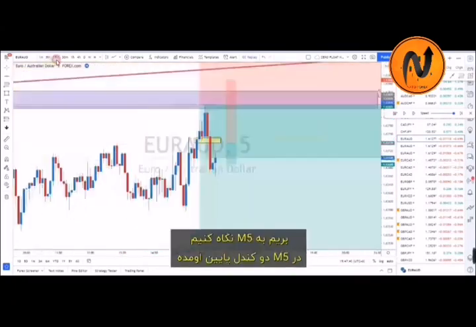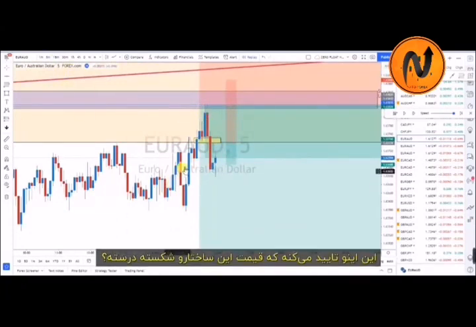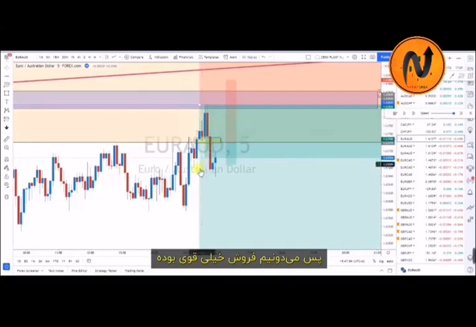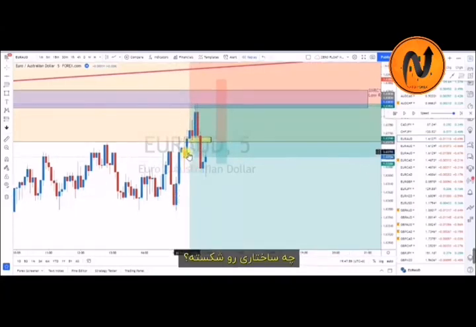Why? So let's look at the M5. M5 has already closed 2 candles down. So this confirms that the price has broken the structure. You see, guys? It doesn't even respect the SNRC1 at the M5 setup. Okay, so we know that the seller has come in very strong. It broke the structure. What structure did it break?